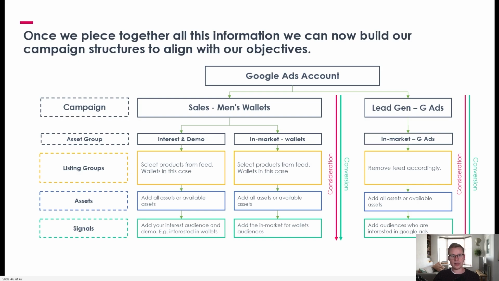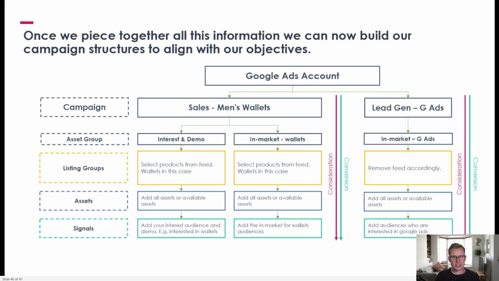Then again, you just want to go in and remove the feed in this case. And then you want to add your assets in again, and then add your signal. So in this case, audiences who are interested in Google Ads services. Or for my second campaign, audiences who are interested in marketing services. So that's the basic structure.